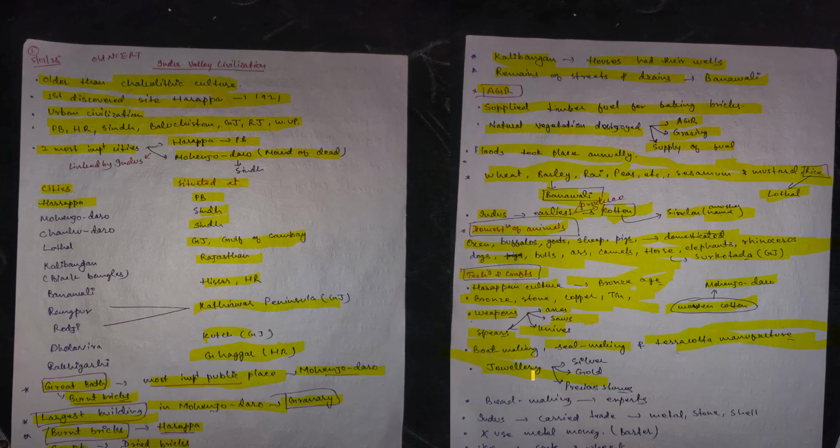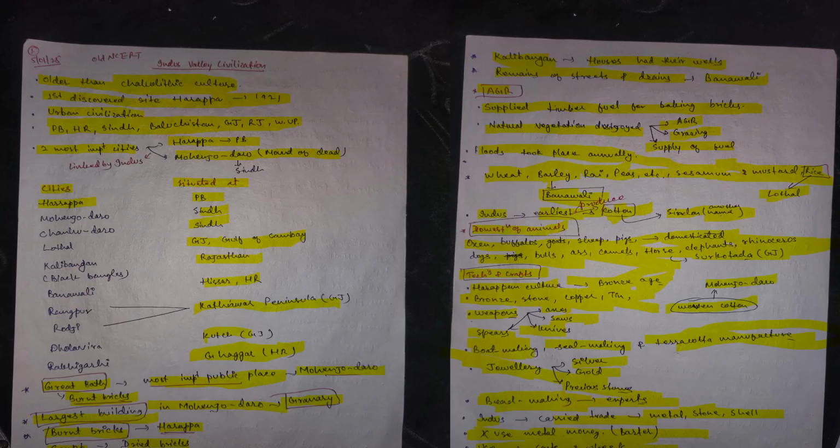Jewelry was made of silver, gold, and precious stone. They were expert in bead making. These people carried trade in metal, stone, and silk. They did not use metal money, they used barter. They used carts and wheels.